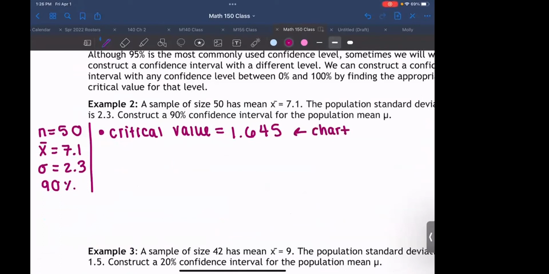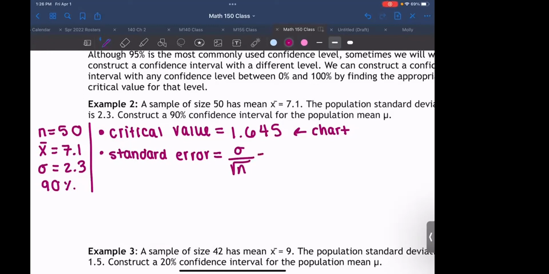So that was pretty easy, right? All right, next we'll find the standard error. Okay, what's the formula for the standard error? Same one you have to memorize for your quiz. Awesome. Standard deviation over the square root of n.